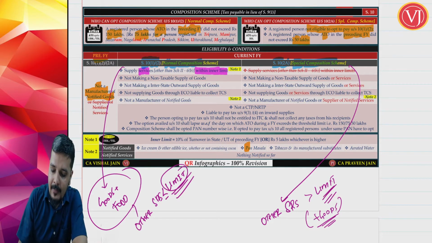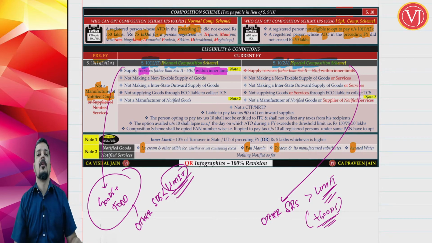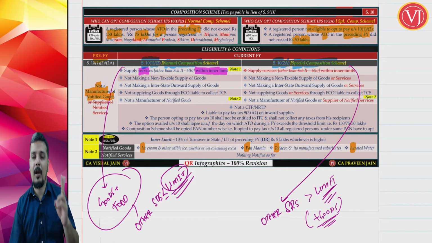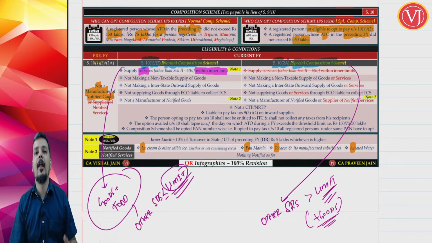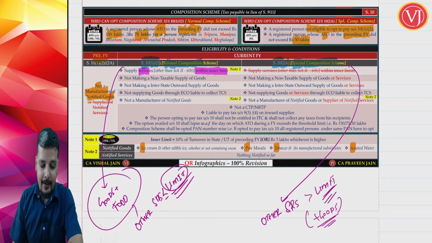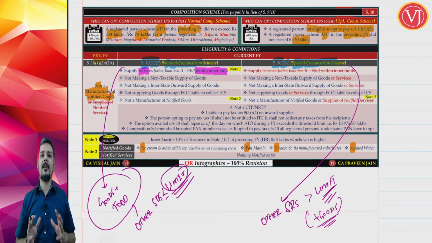Pan masala, ice cream, tobacco, aerated water. You should not be manufacturing notified goods. So in the previous year, you are going to see the aggregate turnover limit. One more condition about the previous year is that you should not be a manufacturer of PITA: pan masala, ice cream, tobacco and aerated water. Now all the other conditions that you have to see are of the current year.